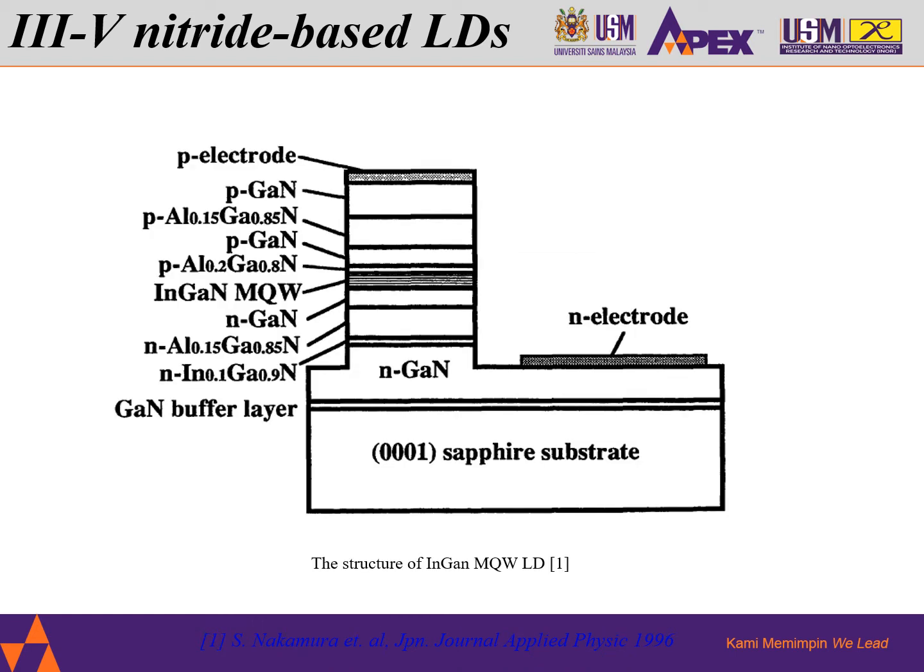This is a structure of an InGaN MQW LD. It is on a sapphire substrate, followed by a buffer layer of GaN and N-GaN, and followed by a lot of layers including the InGaN MQW, and on top of it is the P electrode and also the N electrode.